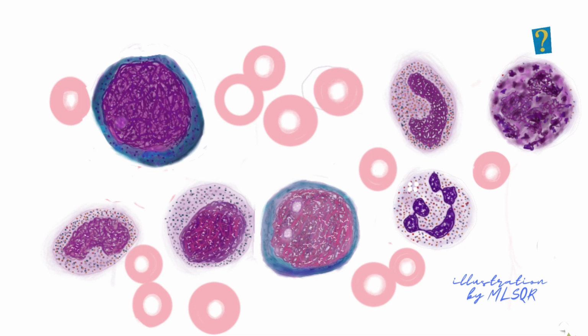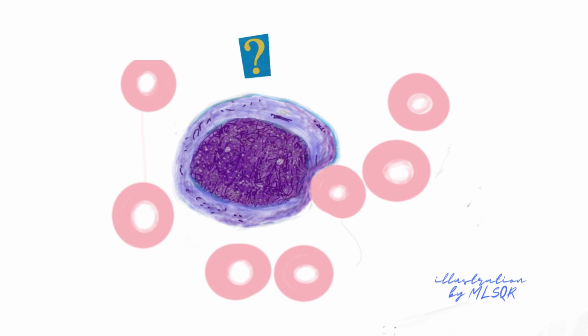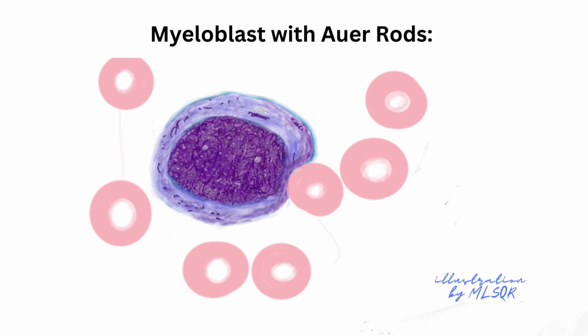Another characteristic of CML is basophilia, greater than 5%. Further studies will definitely be helpful, with cytogenetic testing finding Philadelphia chromosome translocation 9;22 and molecular testing finding chimeric fusion oncogene BCR-ABL1. Back to our topic, what do we see here?